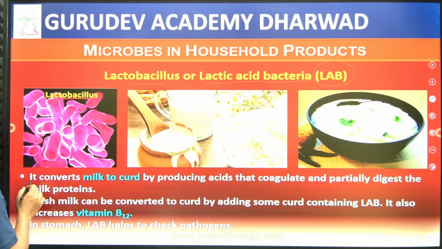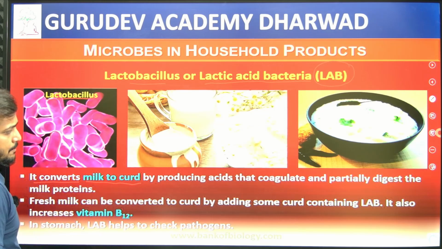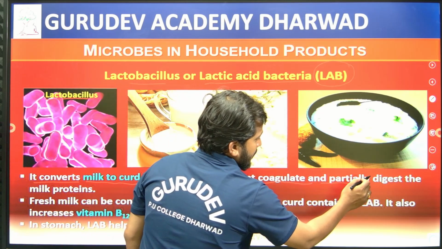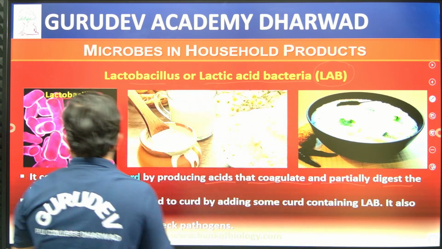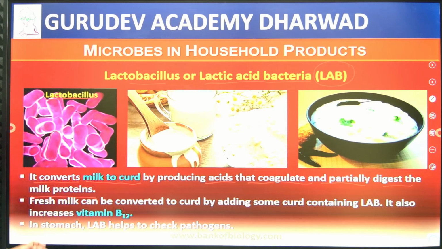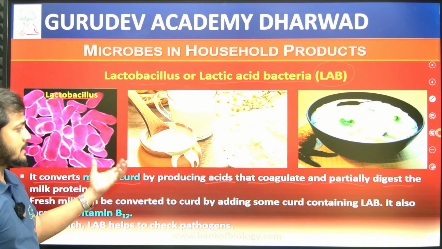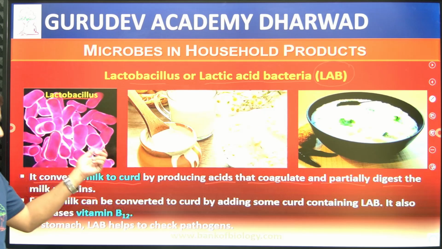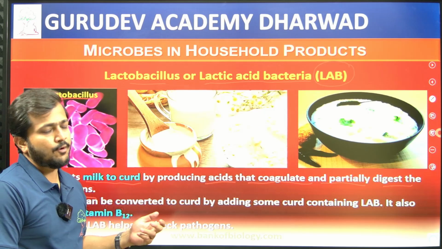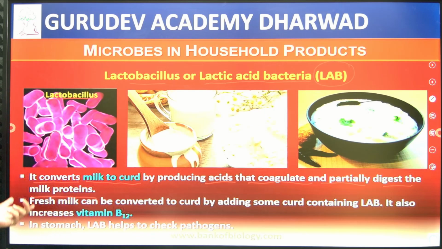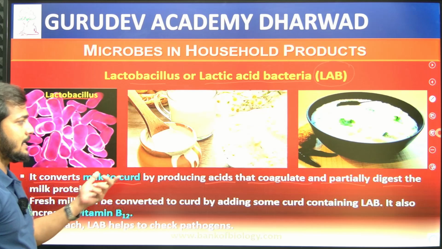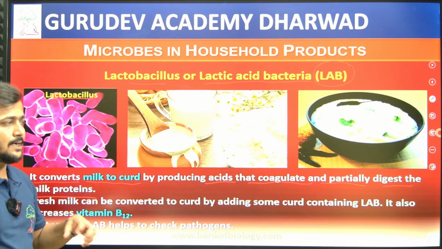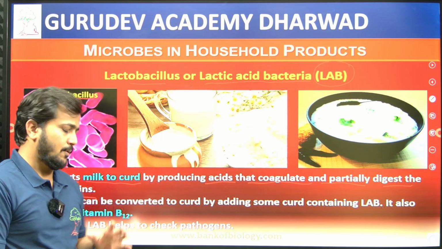Majorly it converts milk into curd by producing acid, which coagulates and partially digests the milk protein. The lactic acid bacteria partially digest the milk protein and convert the milk into curd, the coagulated form of milk. This is due to the production of lactic acid by fermentation that converts milk into curd.